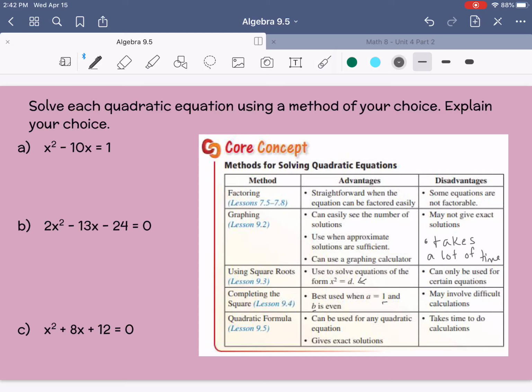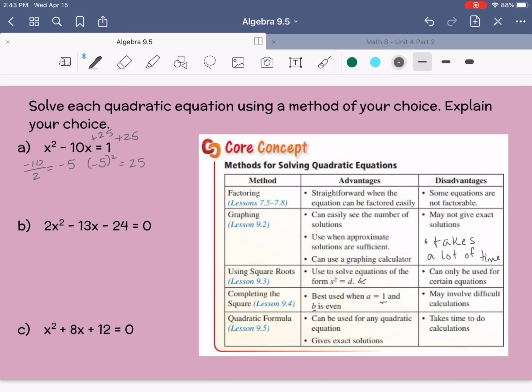Okay, so looking at letter A, even if I move that 1 over, it's not going to be factorable, so I'm not going to factor it. But my A value is 1 and my B value is even, so it looks like I can use completing the square on this one. So, a reminder, completing the square, we are taking half of the B value, which is -5, and we are squaring that new B value, and we will add it to both sides.